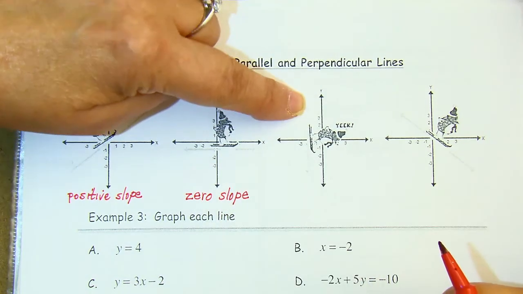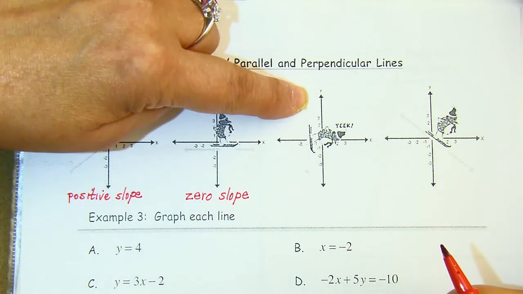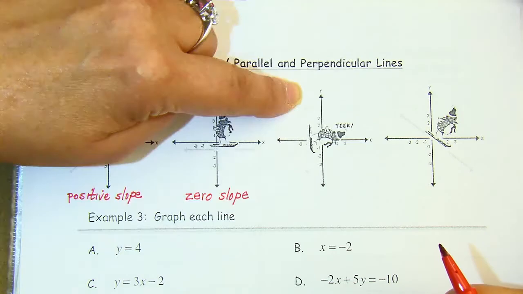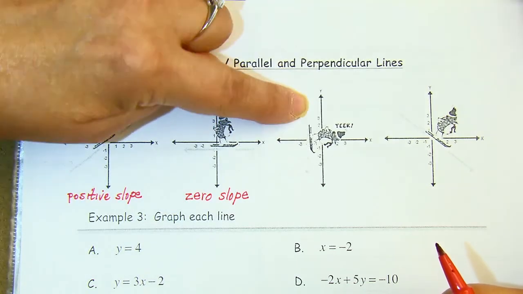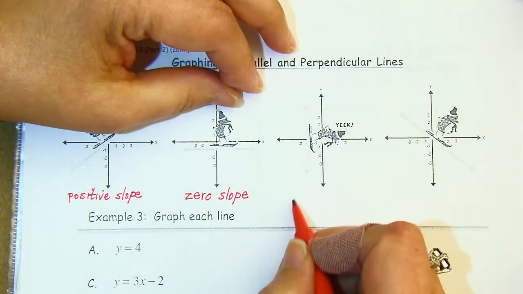Here's the one that's undefined, because we can't say it has a slope, yet it's like a cliff. You just drop down. Yeek! That's what this penguin is saying. Like, this is an undefined slope.